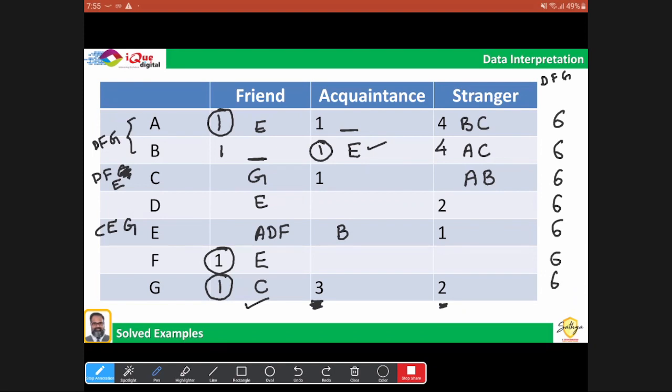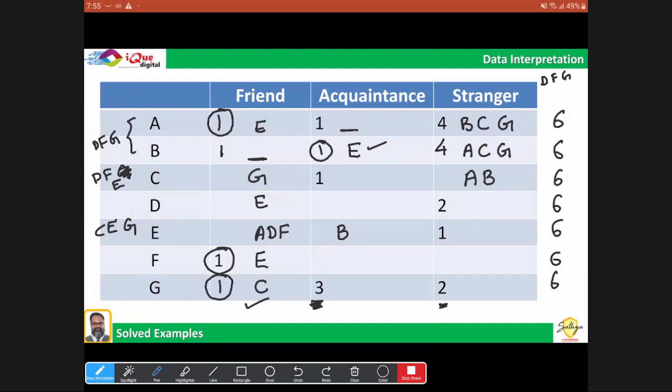Now, G only has one friend, which is C. That is correct. What cannot be B? G cannot be a friend for B. Correct. So G has to be a stranger here. That means G also has to be a stranger here. Correct. Do you understand that?